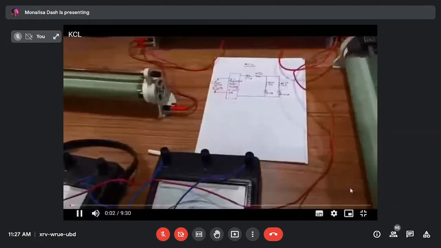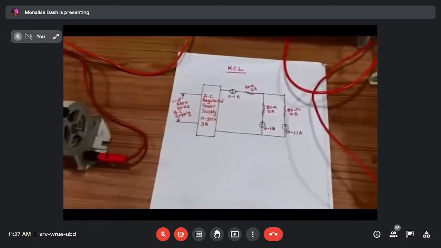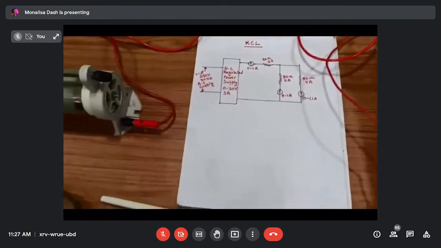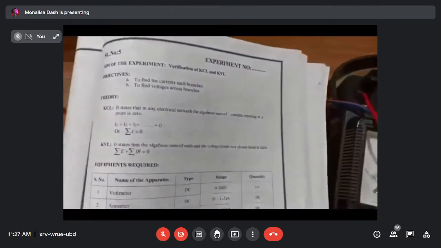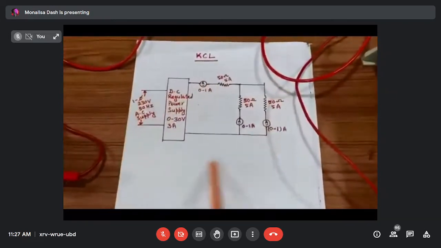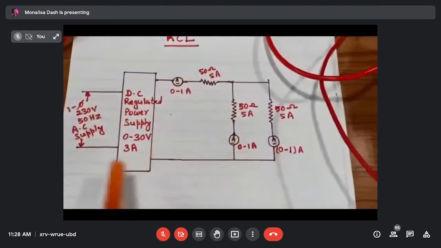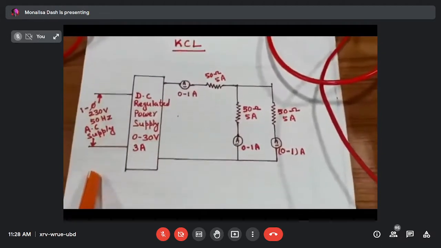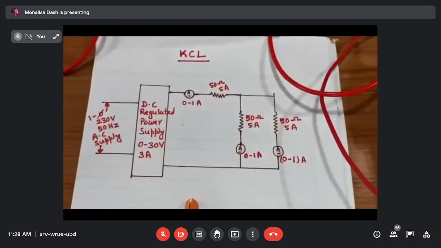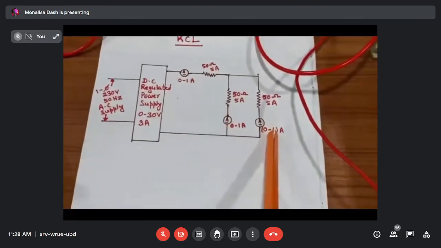Now we will discuss Kirchhoff's current law. Kirchhoff's current law states that in any electrical network, the algebraic sum of currents meeting at a point is zero. This is our circuit diagram of KCL. It is the same as your KVL circuit, but in the KVL circuit we use 3 voltmeters, and in the KCL circuit we use 3 ammeters.